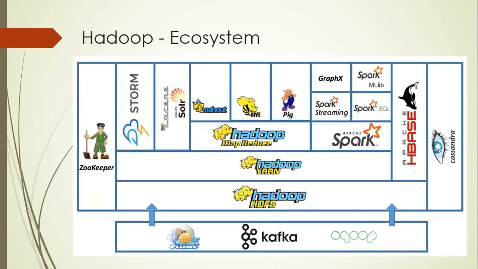So this is the entire Hadoop ecosystem, and we have Kafka, Flume, Sqoop, and we have Hadoop HDFS, Hadoop YARN, Hadoop MapReduce, Zookeeper, Storm, Solr, Mahout, Hive, Pig, GraphX, Spark, HBase, and Cassandra. Let us go through one by one what each system is.